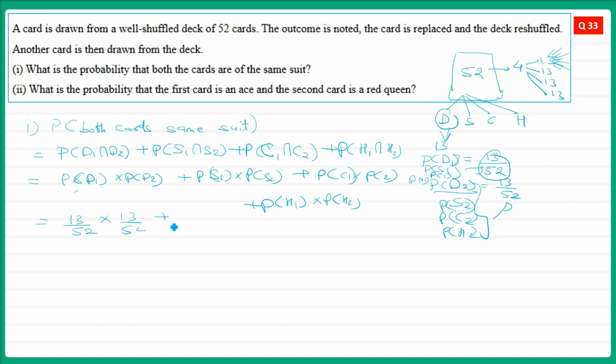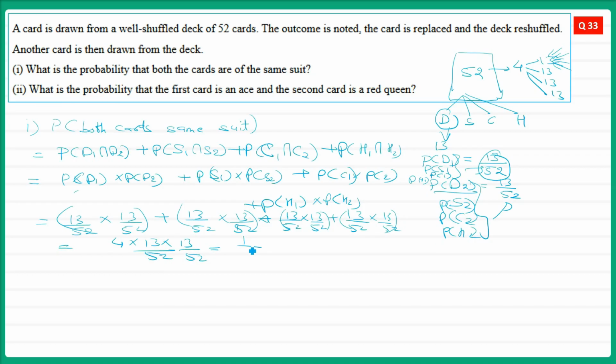So 13 by 52 goes everywhere. Wherever you get the probability, in this case it is 13 by 52. So I'm replacing every probability by 13 by 52. What you see here is 13 by 52 everywhere. You can just assume it like this. These are for the separate suits. So just multiply 4 and compute 13 by 52 into 13 by 52. 13 by 52 is 1 by 4. The 4 gets cancelled and only 1 by 4 will remain.